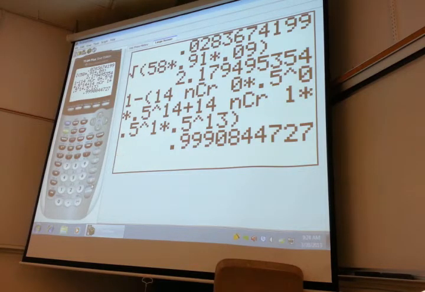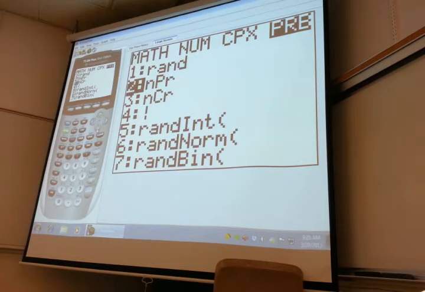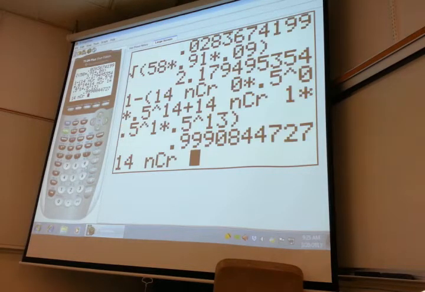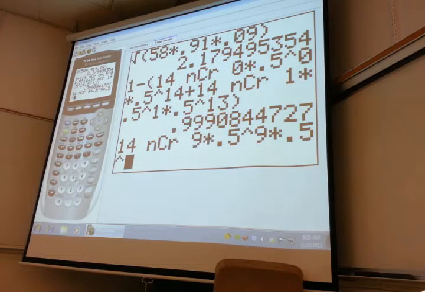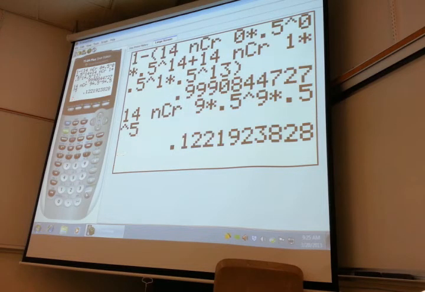You guys see that? So the one we just did, the exactly 9 heads, who remembers the shortcut to get that? Because if you do that, 14 choose 9, times 0.5 to the 9th, times 0.5 to the 5th. So that's where we got the 0.1222 thing earlier. What was the shortcut?